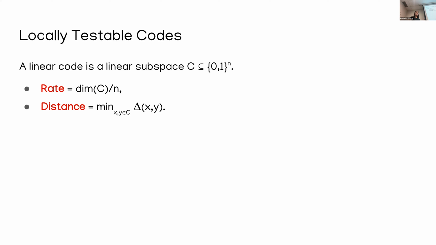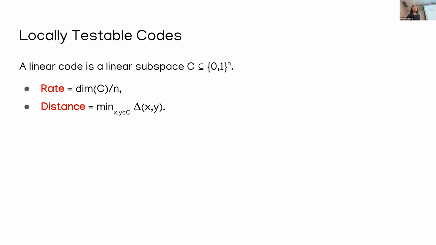And the second metric is distance, which is the minimum distance, in Hamming distance, between any two code words. Ideally, you want the rate to be as large as possible, close to 1, but for us, positive is going to be enough, a positive constant. Distance, you also want to be as large as possible. For us, a positive constant is also what we're aiming for.